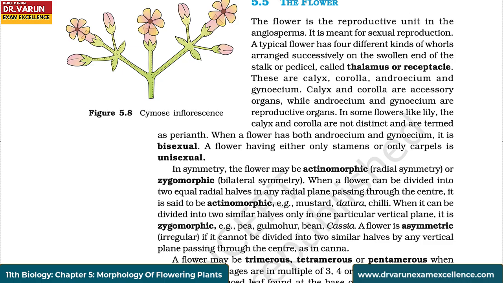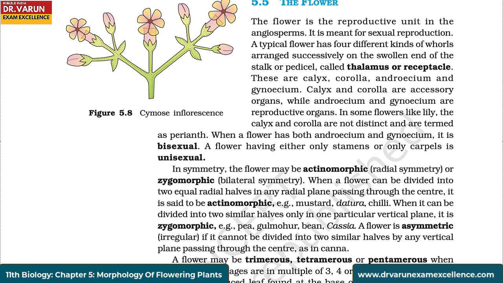The flower. The flower is the reproductive unit in the angiosperms. It is meant for sexual reproduction. A typical flower has 4 different kinds of whorls arranged successively on the swollen end of the stalk or pedicel called thalamus or receptacle. These are calyx, corolla, androecium and gynoecium. Calyx and corolla are accessory organs while androecium and gynoecium are reproductive organs. In some flowers like lily, the calyx and corolla are not distinct and are termed as perianth.